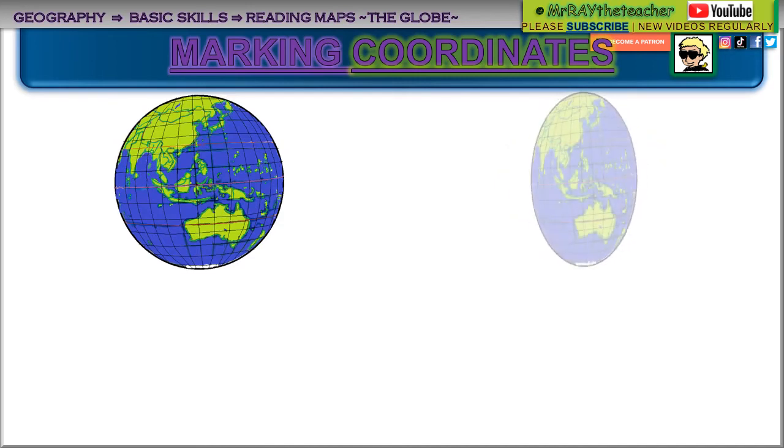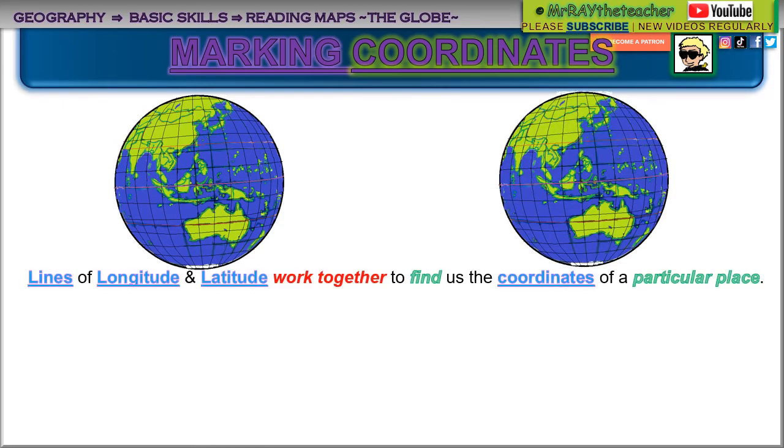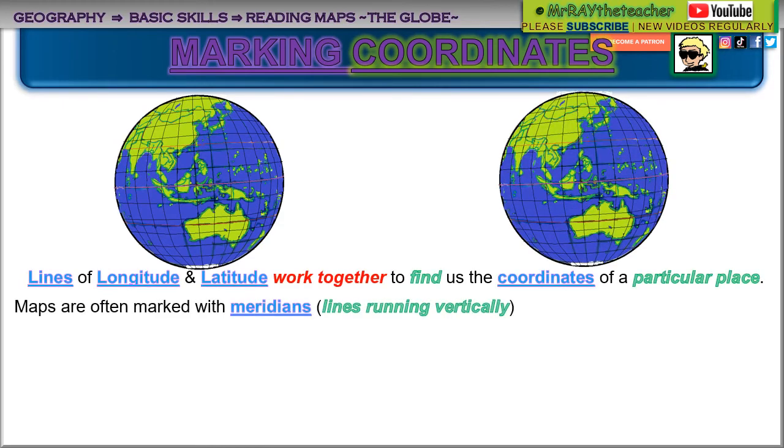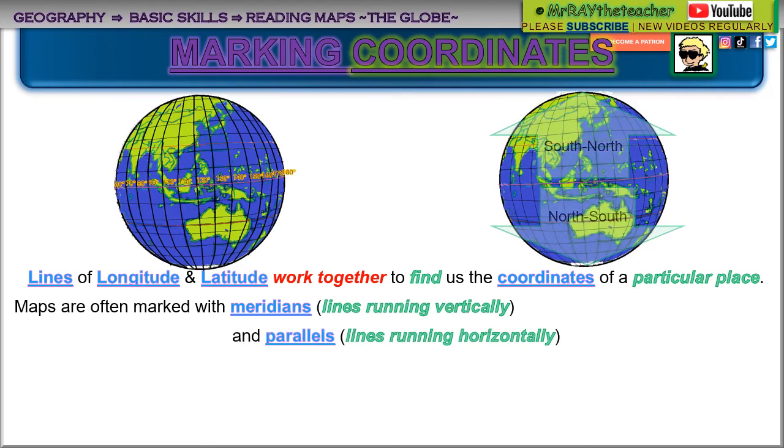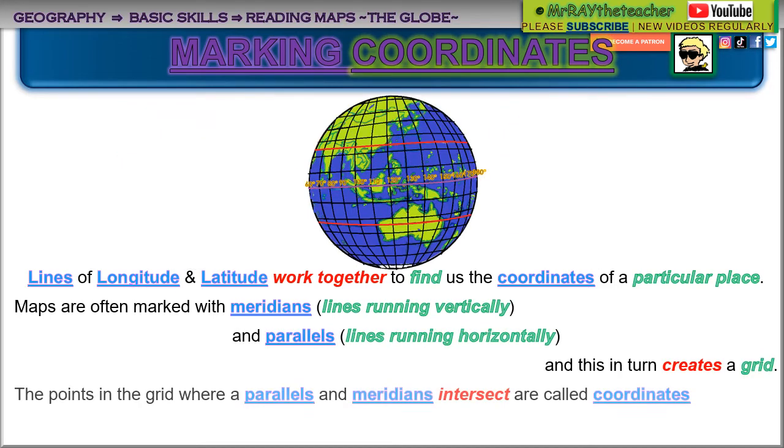And marking coordinates. So I'm just going to quickly go through this. Lines of longitude and latitude work together to find the coordinates of a particular place. I'll go more in depth with my map video. They're marked with meridians, lines often marked on maps. Those are lines running vertically. And parallels are lines going horizontally. Put them together, you've got a grid. And they intersect. That's your key word. And they can be used to locate any place.